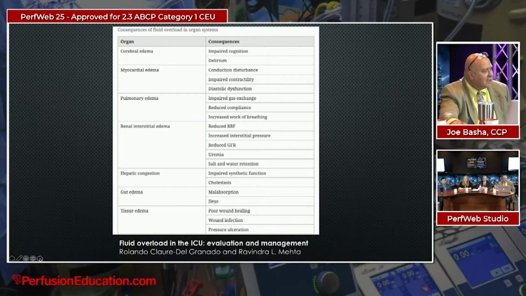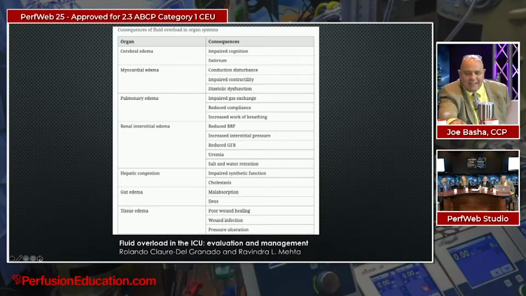Okay, so this is a very interesting slide. The organs, cerebral edema. This is the consequences of fluid overload. Impaired cognition, delirium. For the myocardium, conduction disturbances, impaired contractility. I wonder how much AFib we are contributing to due to myocardial edema post-operatively. Impaired contractility, diastolic dysfunction. The lungs, pulmonary edema. It results in impaired gas exchange, reduced compliance. You've got stiff lungs, increased work of breathing. You can't get the patient extubated.